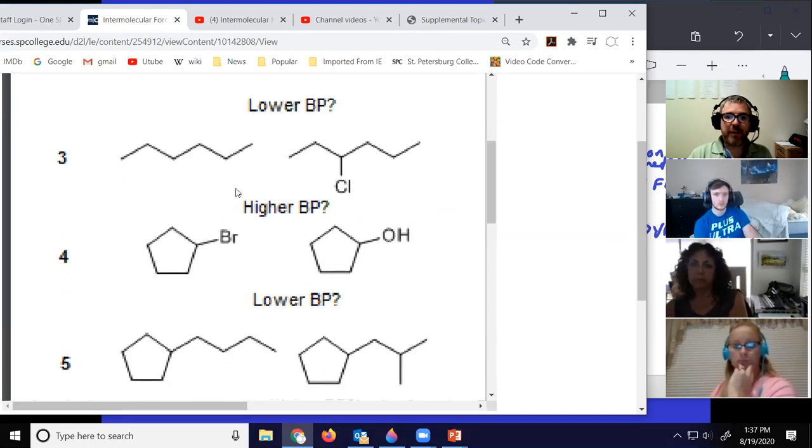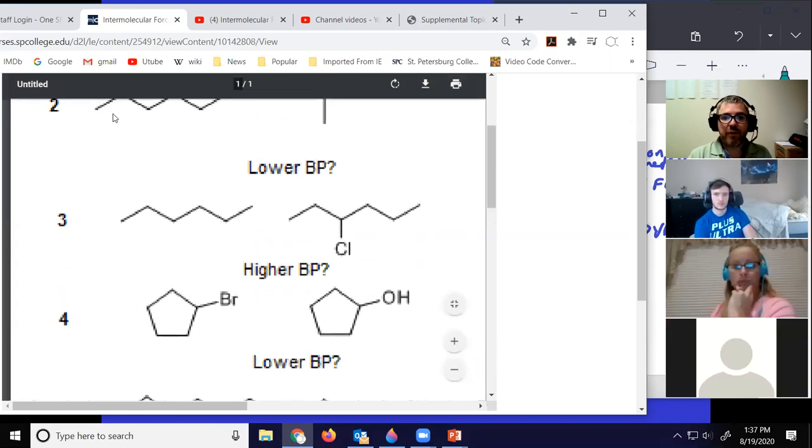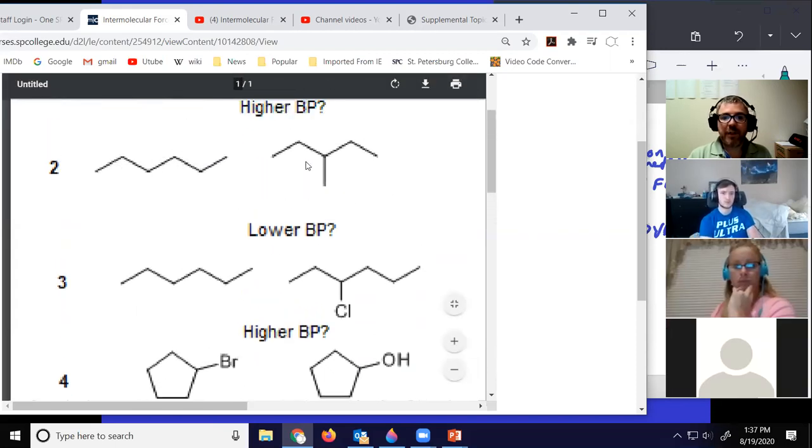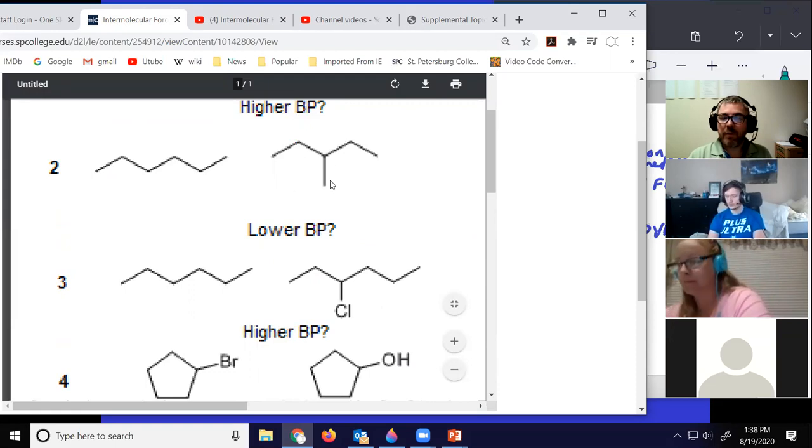Now this one's interesting. Can you repeat that? Sure, sorry. The straight chain one here, this is straight chain. The other one is branched because it's got the line off it. And if you remember what I said earlier, the straight chain ones have more surface contact between them. So that means the boiling point will be higher. And this will be more like spheres in a box. Okay, thank you. Is that okay?